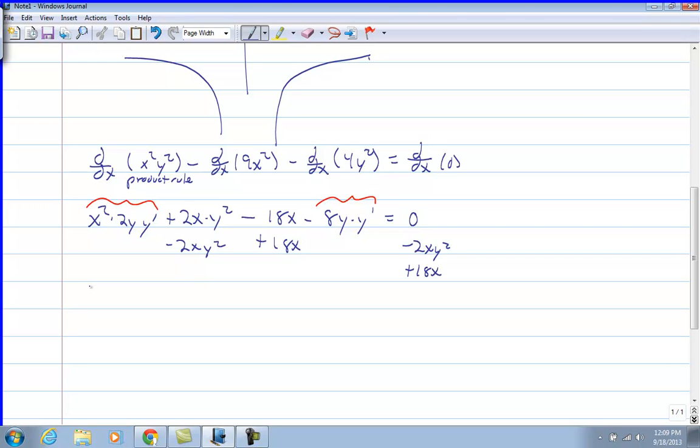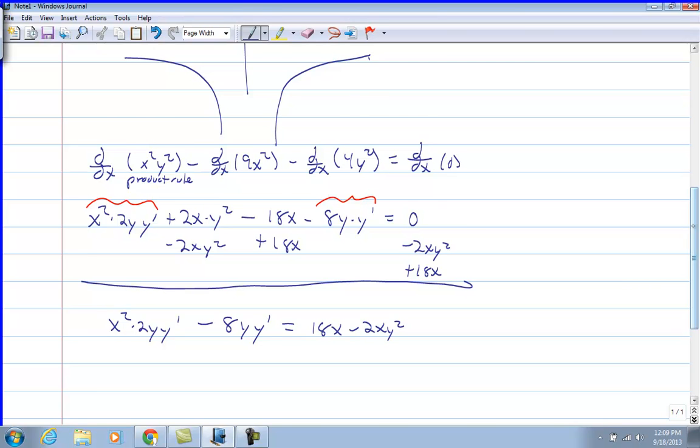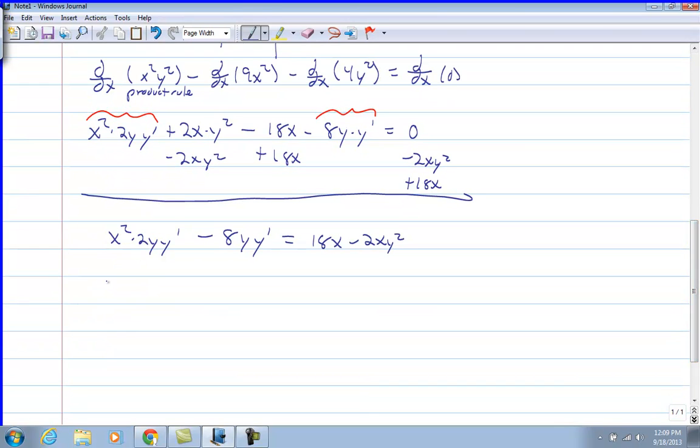And I'm going to write this as x squared times 2y y prime minus 8y y prime equals 18x minus 2x y squared. Now on the left side I can factor out a y prime, so y prime times, x squared times 2y minus 8y equals 18x minus 2xy squared.